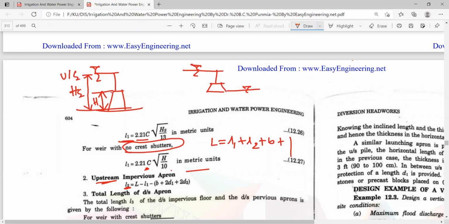So total creep length will be... the upstream side sheet pile will be provided here, and the downstream side sheet pile will be provided here. This will be D1 and this will be D2. Now the total length of creep: water will creep like this, move like this, move like this. Because we are providing this total impervious apron.